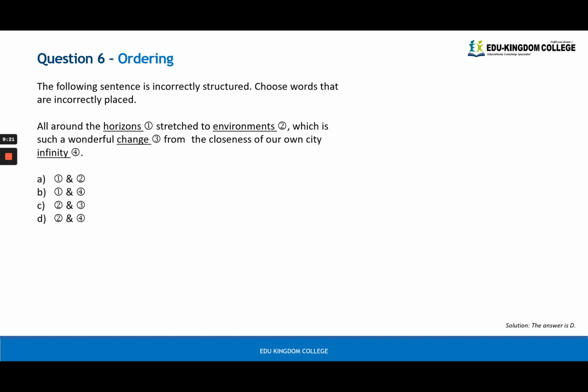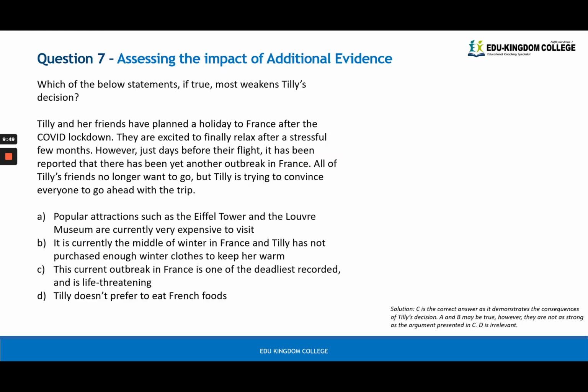Okay, we can do some ordering now. This one, you notice that this doesn't really make sense. Stretch to environment. Stretch to what? To what limit? 2 and 4 must be changed, okay? For the closest of our own city environments, we're describing the environments with this word city. Stretch to infinity. That makes more sense, okay? To the limits of infinity or lack thereof. So option D.